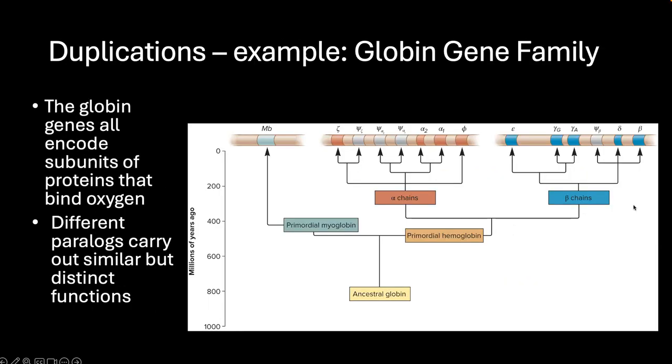A great example of a gene family is the globin gene family. Over 500 million years, this gene has been duplicated many times, and there are now 14 paralogs of this gene in our genomes. Each version of the globin gene has a slightly different role in binding oxygen. For example, myoglobin stores oxygen in muscle cells, whereas hemoglobin binds and transports oxygen via red blood cells.